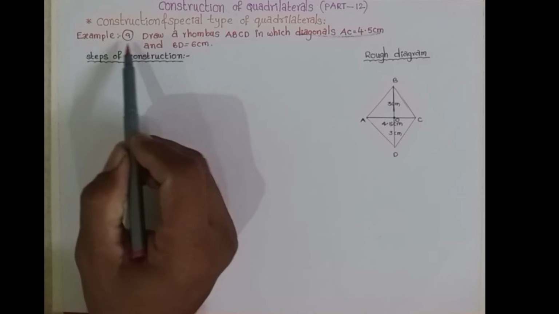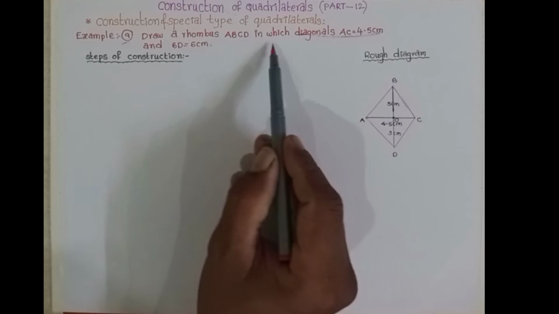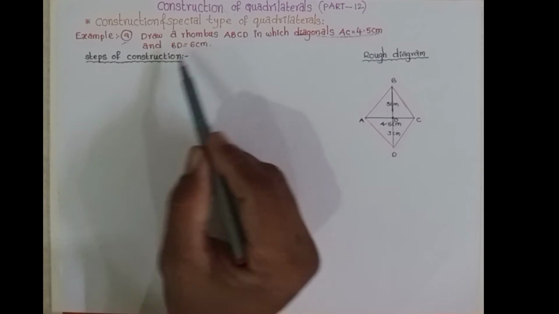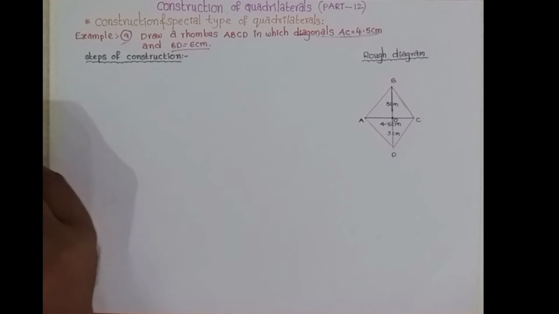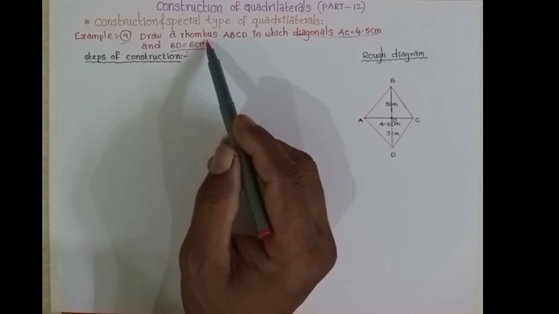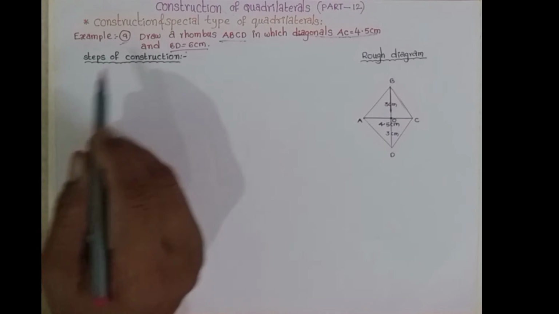Okay students, next, construction of special type of quadrilaterals. Let us see example 9. Draw a rhombus ABCD in which diagonals AC equal 4.5 cm and BD equal 6 centimeter. We are given two diagonals of the rhombus and we have to construct rhombus ABCD.